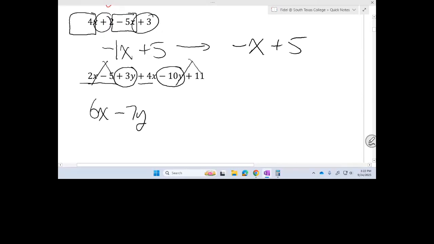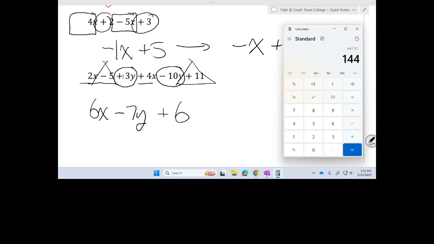Okay, negative 5, positive 11. I owe you $5, but I have 11. I should still be left with 6, right? Y'all, you can use your calculator when you're doing this, right? So again, if you're trying to figure out, say the y's, look, positive 3, negative 10. Go 3 minus 10, negative 7. Hey, that's the number in front of my y's, right?